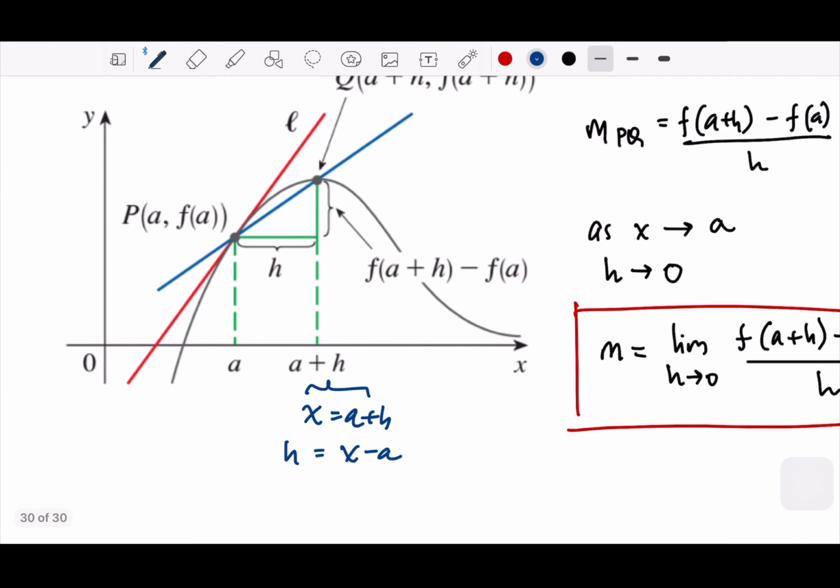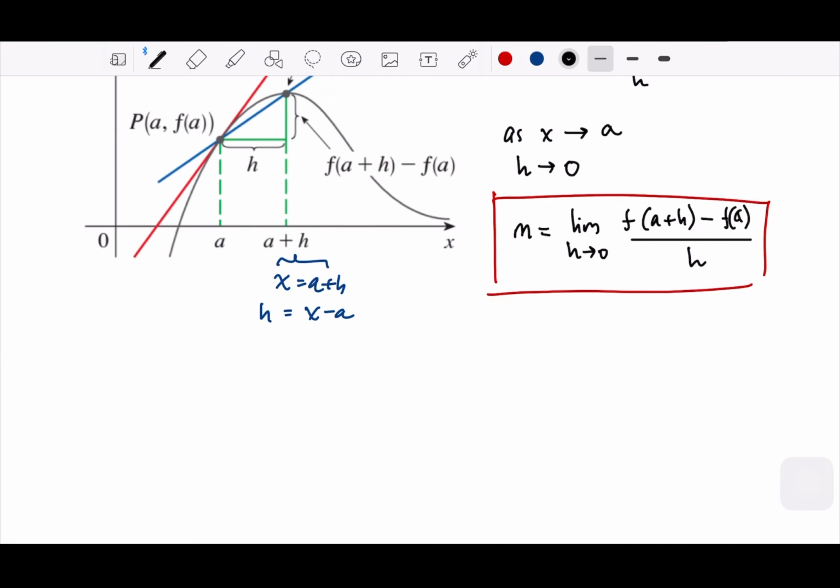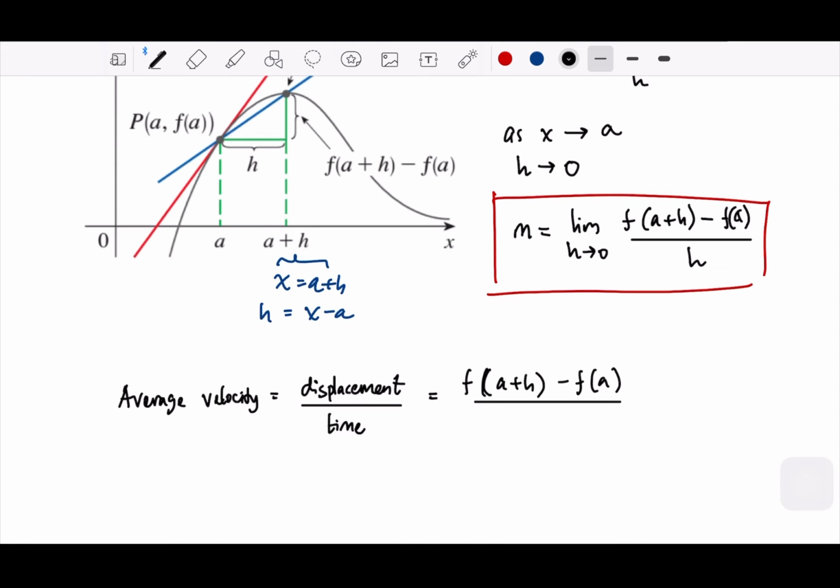Now, if we think of this in physics, the velocity, we can also write, let's say, the average velocity is our displacement over time, right? Or this is the same as, if we take the same function before, f of a plus h minus f of a divided by h. But of course it has some interval, right? Some interval that is h. This is our interval. Let's say this is our time.